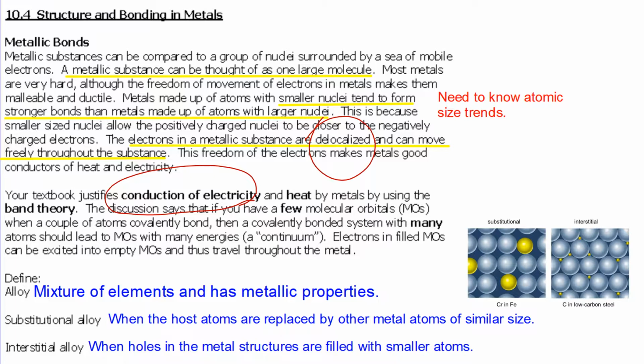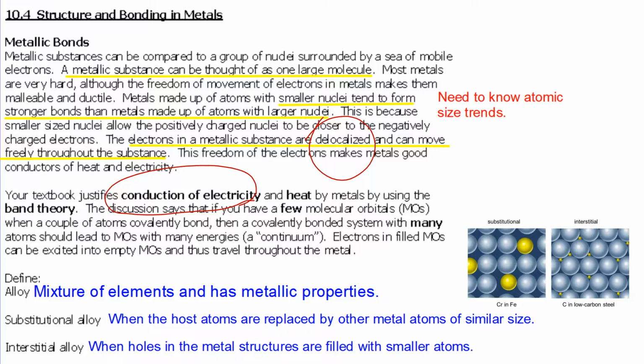We do need to discuss alloys for a little bit. Alloys are mixtures of elements that still have metallic properties. It might not all be metals, but usually the primary element, 60, 70, 80, 90% of the alloy, is a metal, so it still has largely metallic properties. There are two types of alloys, the substitutional versus the interstitial.